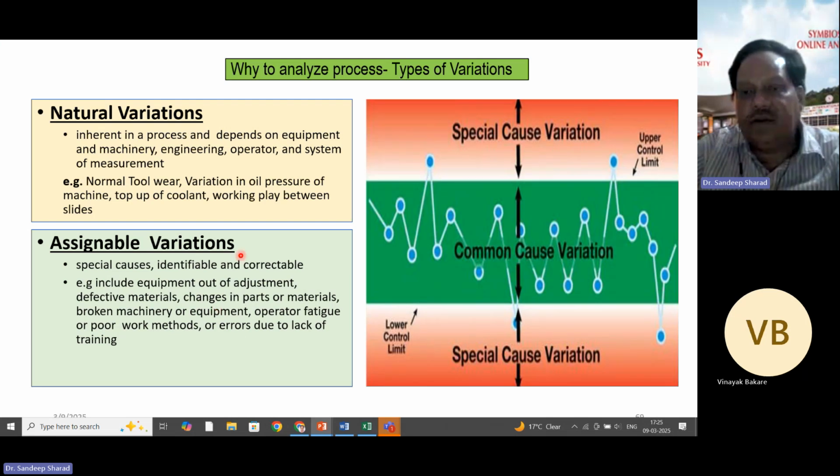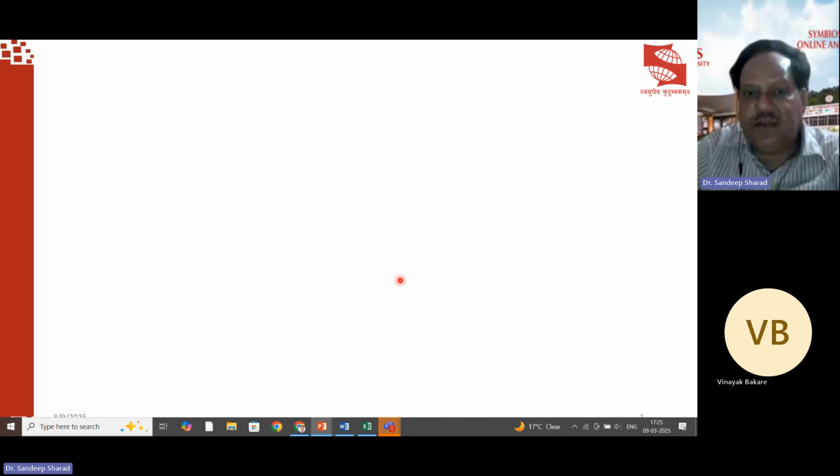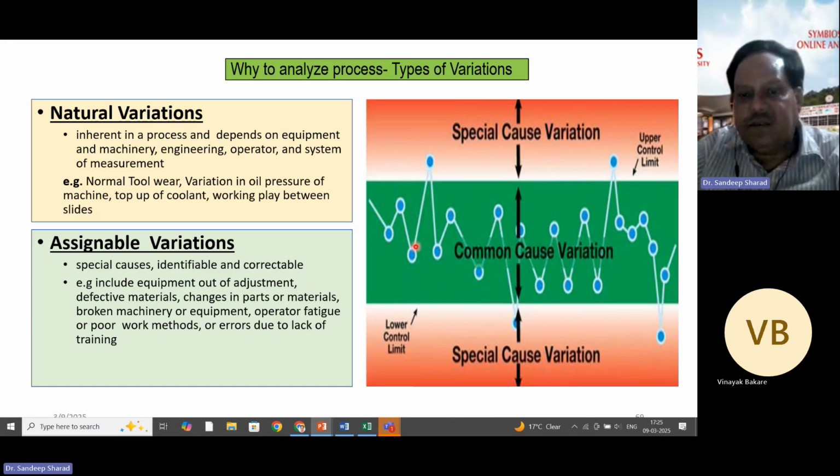Let's go through this graphical representation. On the horizontal axis is the variability. There are two zones: one is the green zone, another is the red zone. Variations going beyond the green zone are your special cause variation, and this signifies the lower control limit. In the green zone, one is the upper control limit and another is the lower control limit.